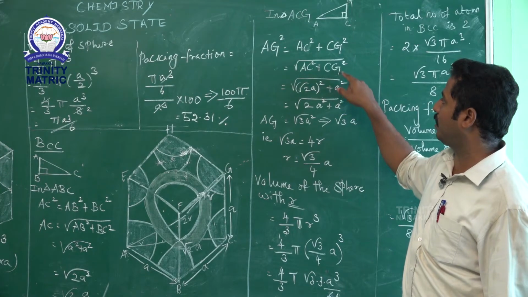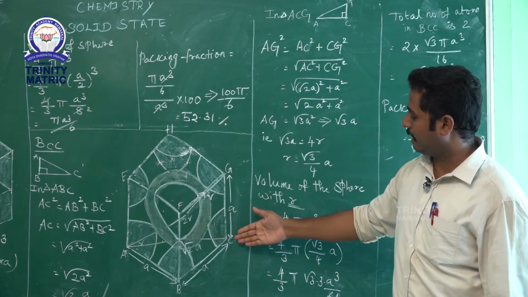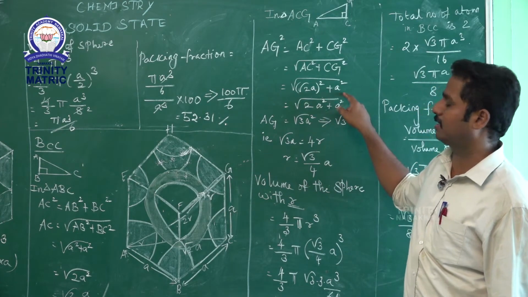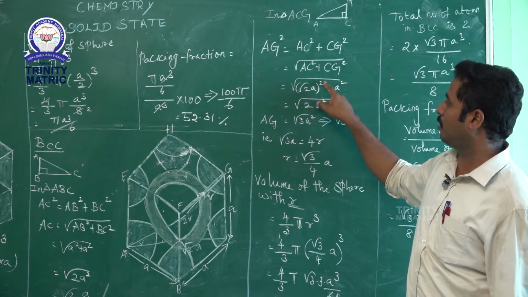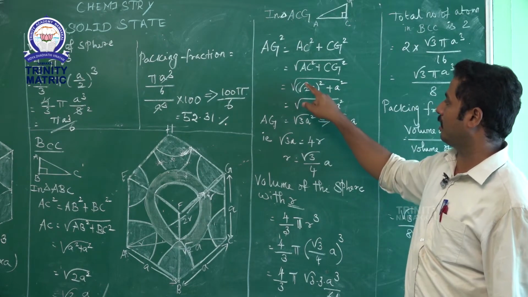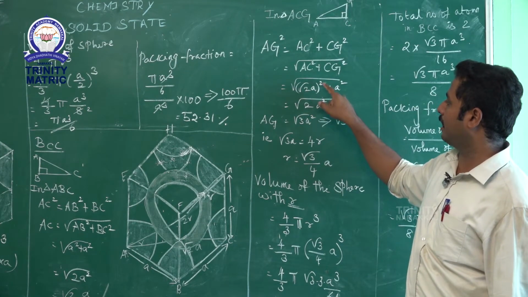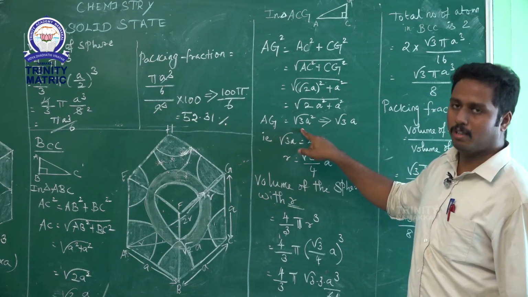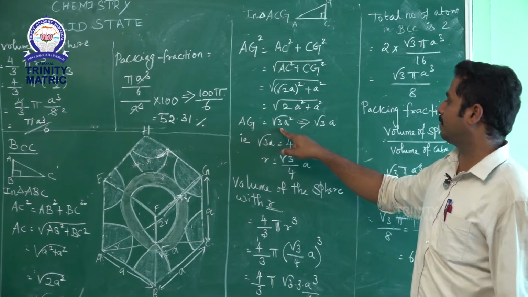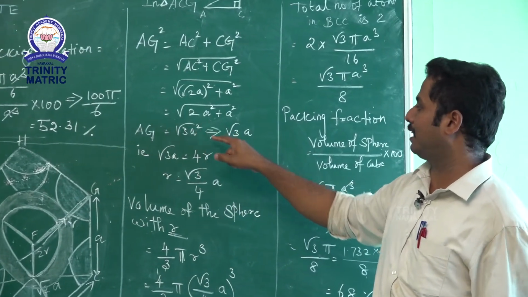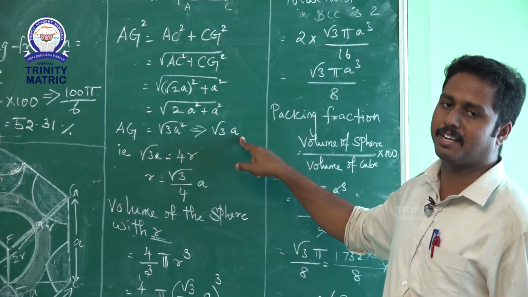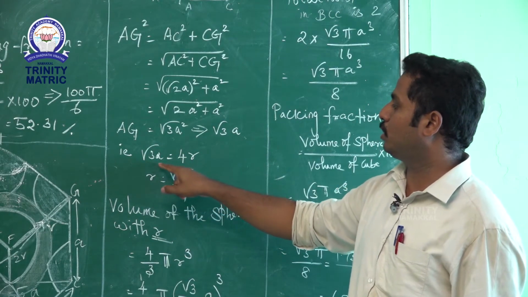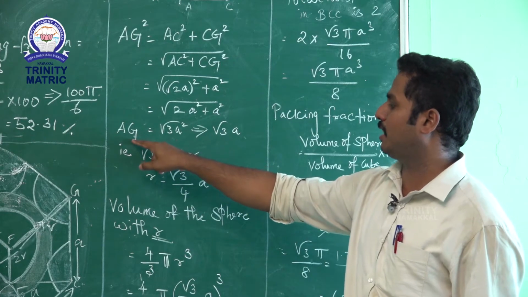What is CG? It is the edge length, so CG equals A, and we substitute A square. When we cancel, root 2 square cancels and we get 2A square plus A square, which is 3A square. Taking the square root, we get root 3A, which is AG. So root 3A is the edge length of AG.